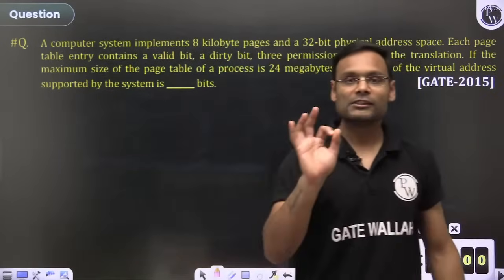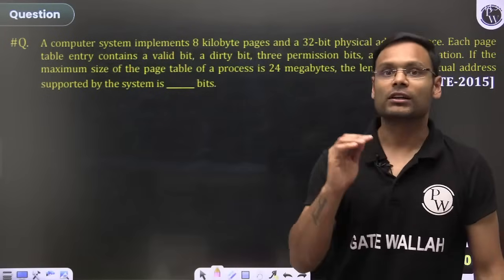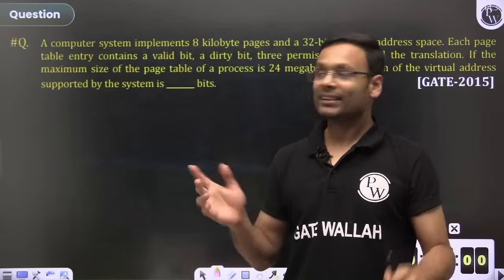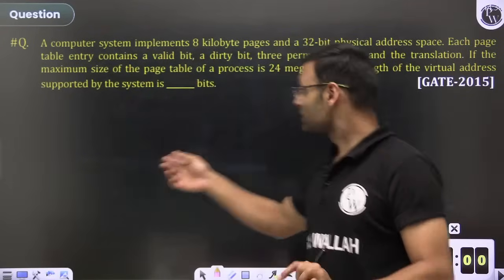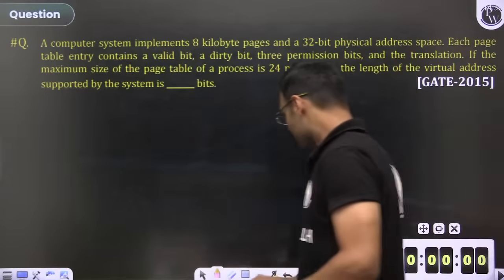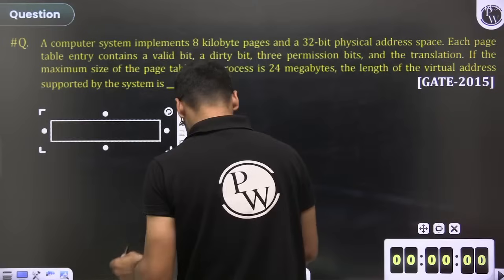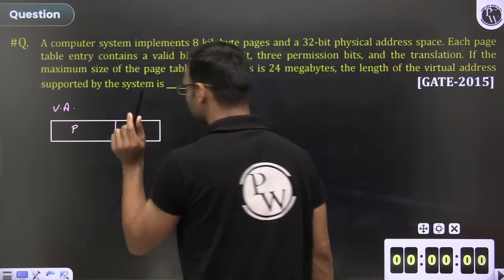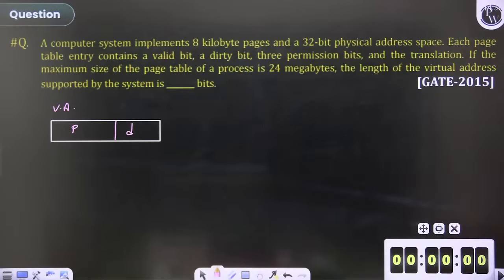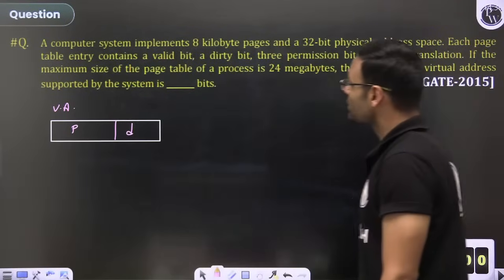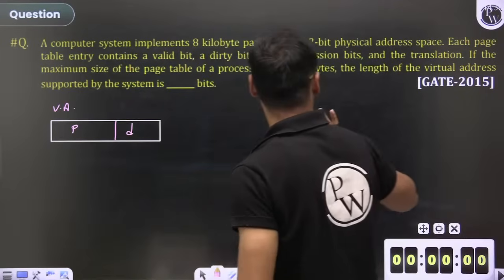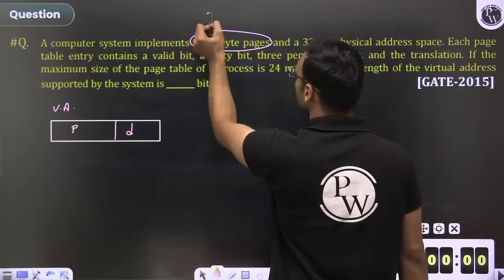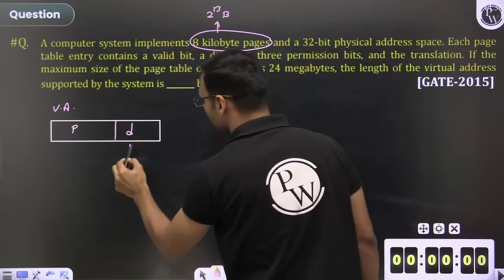Again, whenever I solve such questions, I always go reverse. What is asked? Virtual address is asked. In such a scenario, I know that virtual address, I divide it in two parts, P and D. Page number and offset. Page number not given. Offset, can I get offset? Page size, yes, 8 kilobyte pages. 2 power 13 bytes means offset is 13.